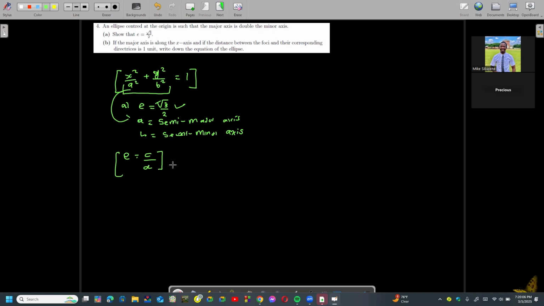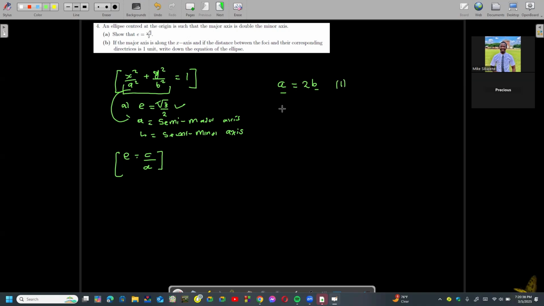So what we are going to do is to understand the condition that you have been given. So the condition says that the major axis is double the minor. So we said A is our major axis, B is our minor axis. So the question is saying that A is equal to 2B because you double the minor axis. That's when you get your A. So this is our equation 1.